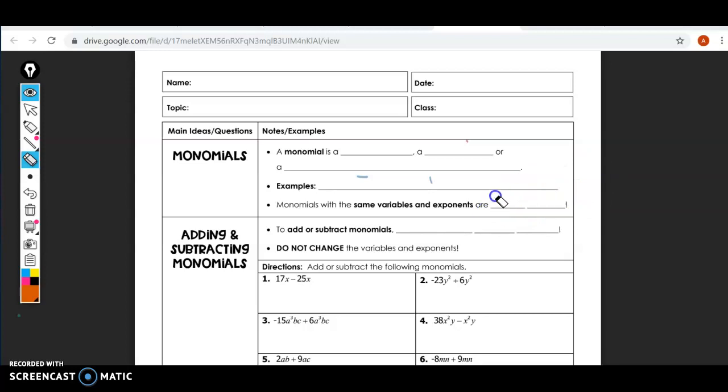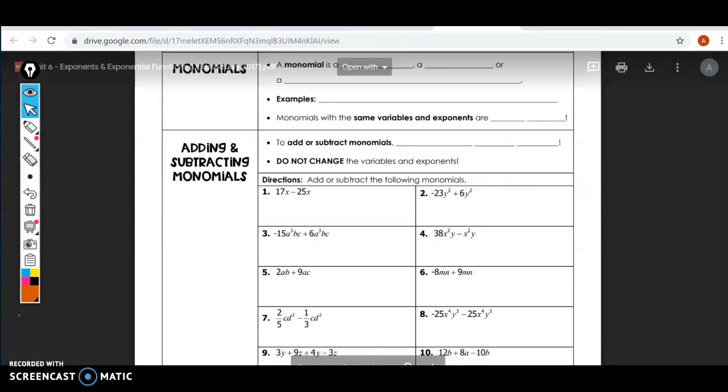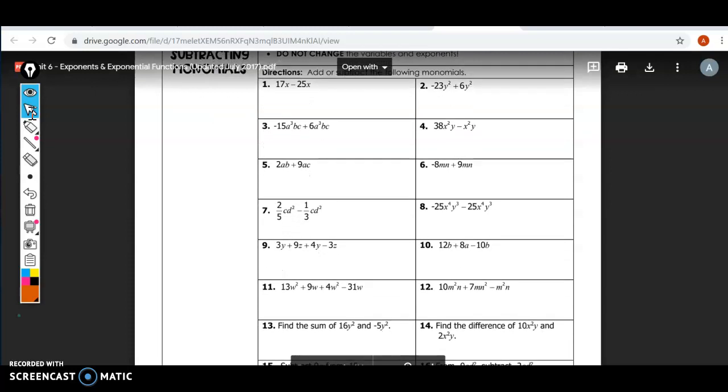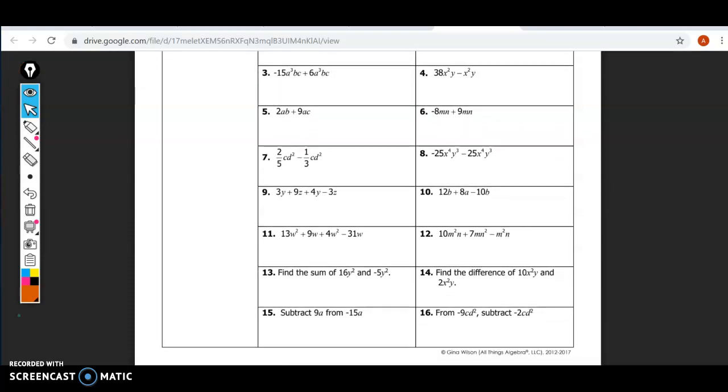Let's do just one example together here, just to refresh our memory on how to combine like terms. But let's do an example where we have variables with exponents. Let's look at number 12 right here. Here we have 10m squared n plus 7mn squared minus m squared n. The like terms must have the same letters and the same exponents. You can only in this problem combine 10m squared n with the negative m squared n.